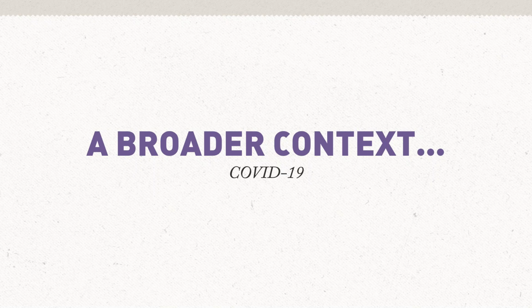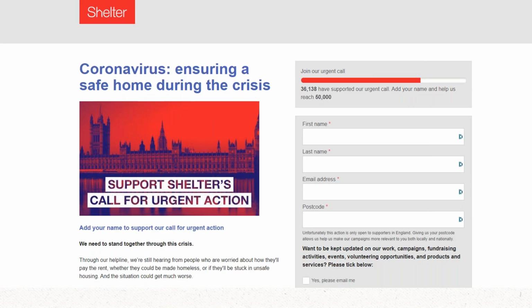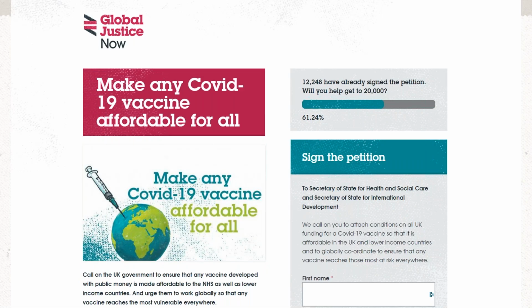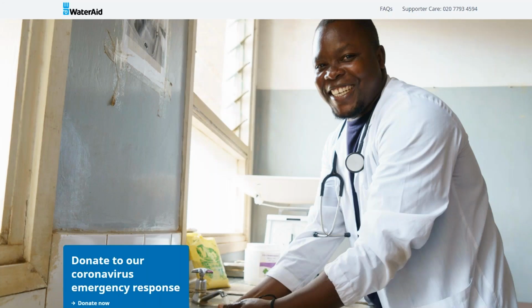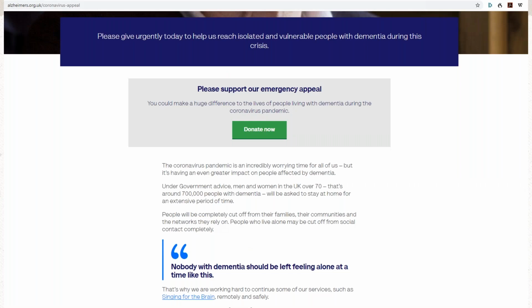So for example, Shelter running a campaign around safe housing during the crisis. Global Justice Now doing one around vaccines and affordability when the time comes. We've got some great loyalty content coming from Leonard Cheshire. We've got some fundraising asks, for example, WaterAid and Alzheimer's Society, because their issues directly connect to the crisis. It's affecting the people and the work that they do. So that completely makes sense.